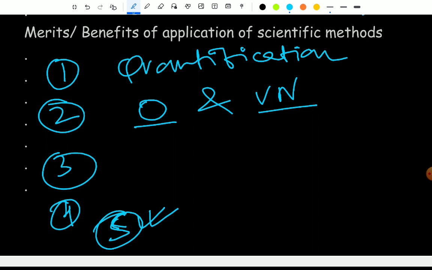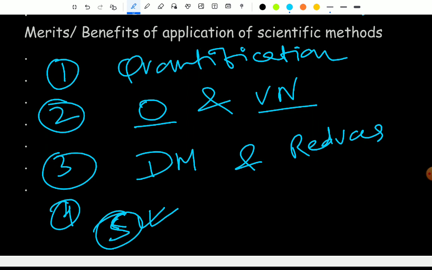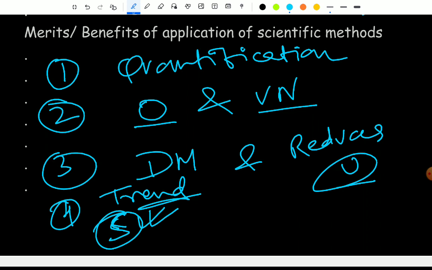The third benefit is that it improves decision making and reduces uncertainty by providing us objective knowledge. Now the fourth one is that it also ascertains the trend. And the fifth one is better experimentation and research.